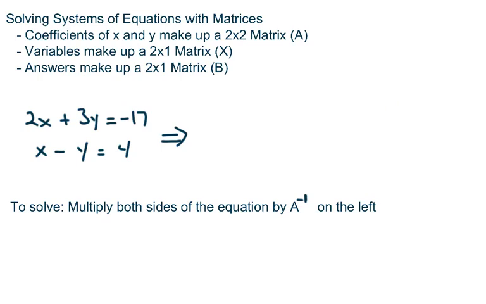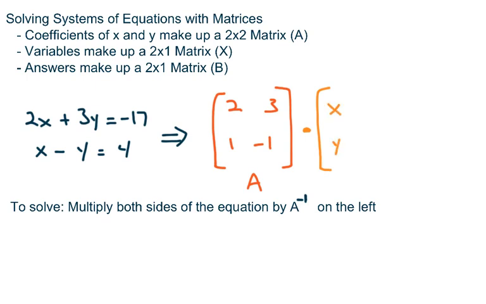How we're going to use inverse matrices is to solve systems of equations. And it's really kind of neat how this works out. So how this sets up, the coefficients of x and y make up a 2 by 2 matrix, and that's matrix A. So I'm going to do that in red. So my coefficients of x and y, that's going to be 2, 3, 1, and negative 1 in this case. This is matrix A. The variables make up a 2 by 1 matrix, and that's matrix X. I'll do that in orange. So A times, we're multiplying here, A times my two variables x and y. That's matrix X, and the answers make up a 2 by 1 matrix as well.